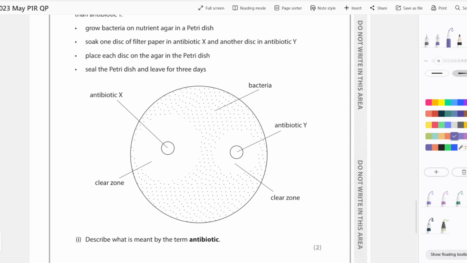So basically how this works is that the larger the diameter, so you can see the larger the clear zone, you can see the clear zone here as well. So the larger the clear zone, the more effective that antibiotic is at killing the bacteria.